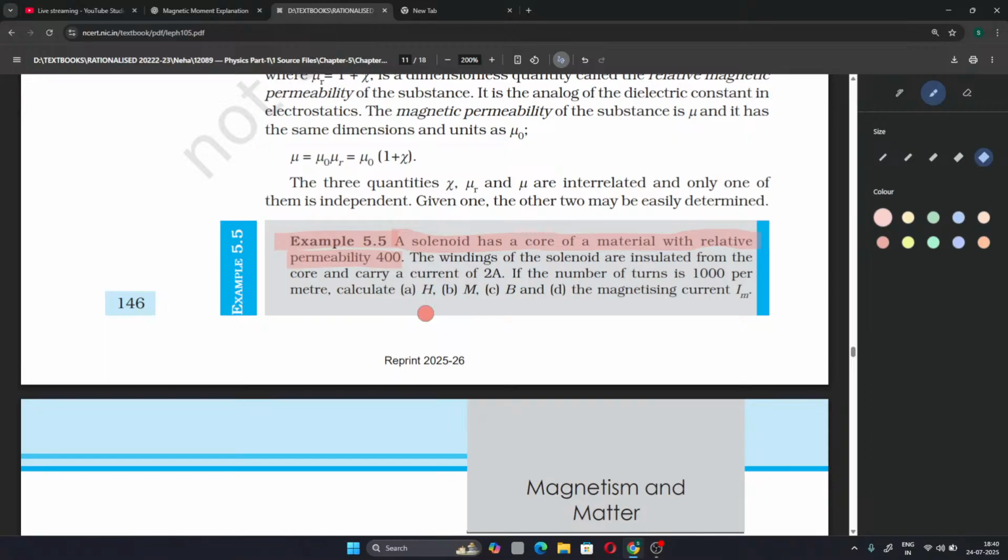Relative permeability means the mu r value, which is equal to 1 plus chi, where chi is the susceptibility. The windings of the solenoid are insulated from the core and carry a current of 2 ampere. If the number of turns is 1000 per meter, calculate A, the magnetic intensity, B, magnetization, C, the magnetic field, and D, the magnetizing current IM.